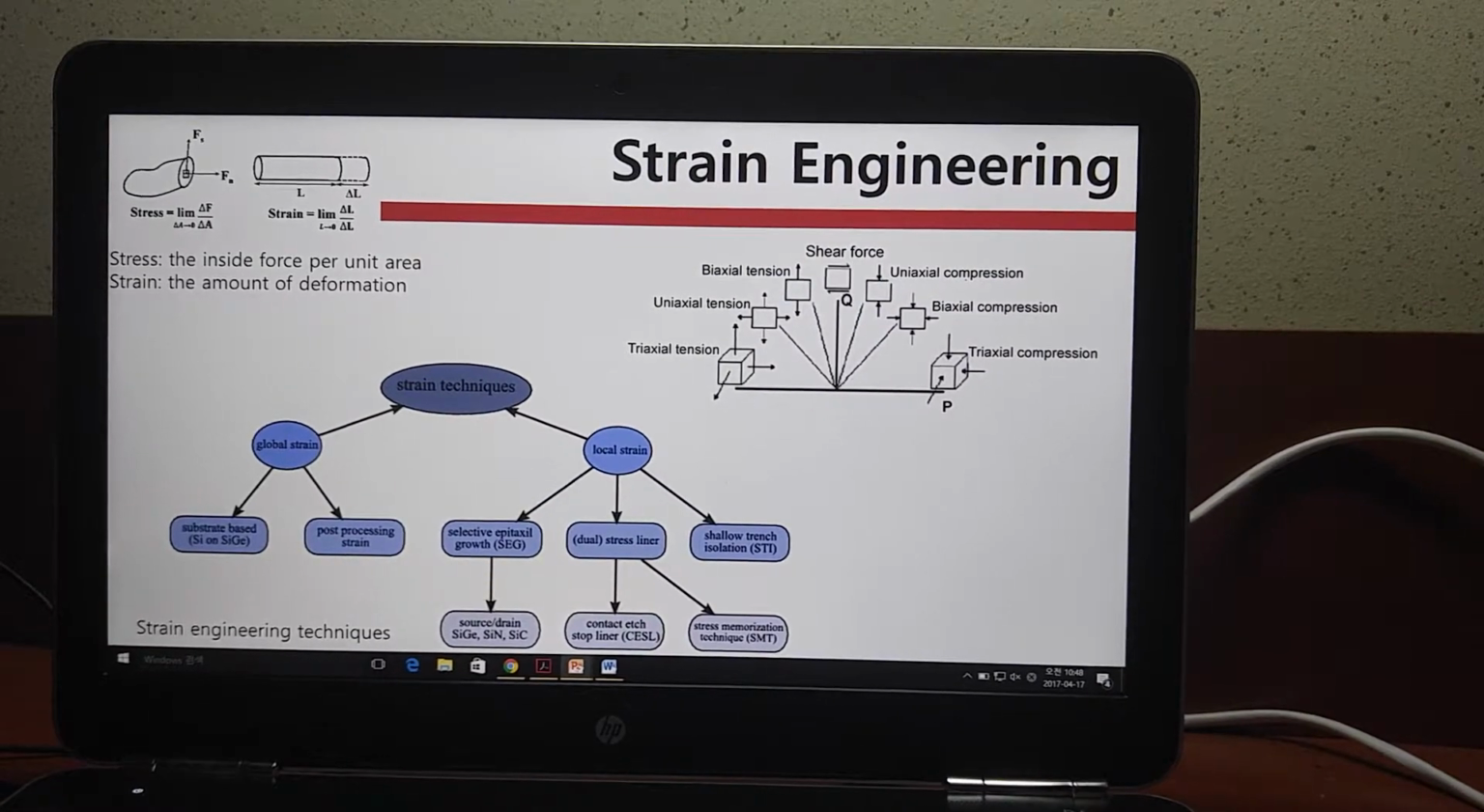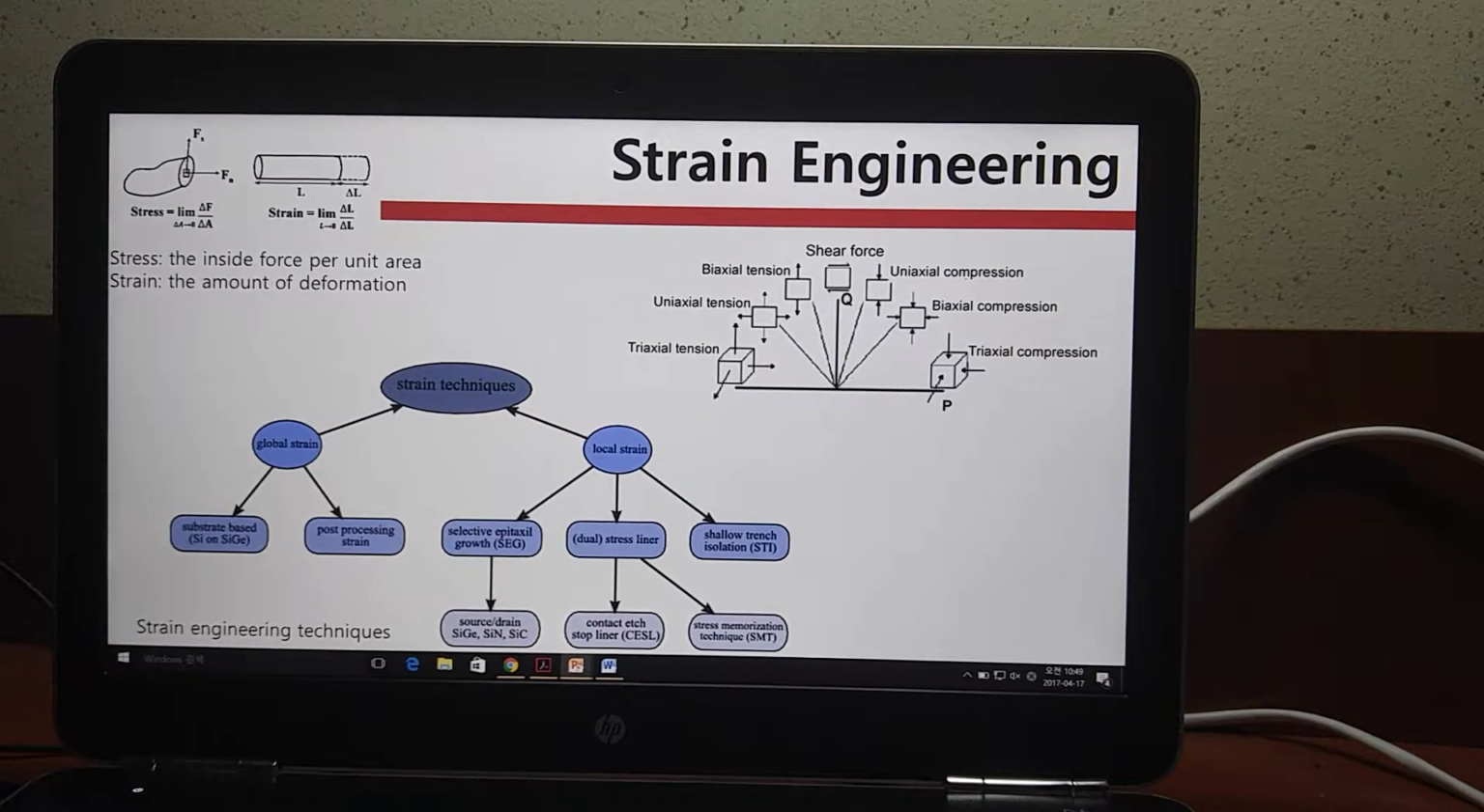This week we have learned about strain engineering more deeply, scaling down, and quantum tunneling. First, I would like to review strain engineering.